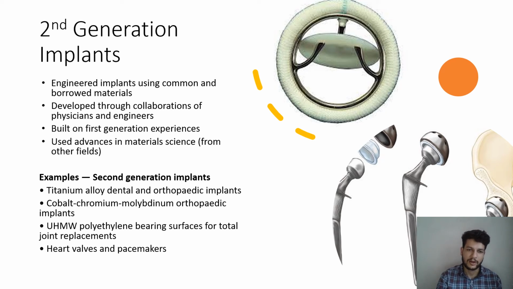Cobalt, chromium, and molybdenum alloy is also used in orthopedic implants to replace different joints or hip fractures. And also ultra high molecular weight polyethylene, which is used to cover the surfaces of these metals in case of hip replacement or joint replacement. Second generation implants also include heart valves or pacemakers, which are used in cardiovascular conditions, which I will talk about in the coming slides.